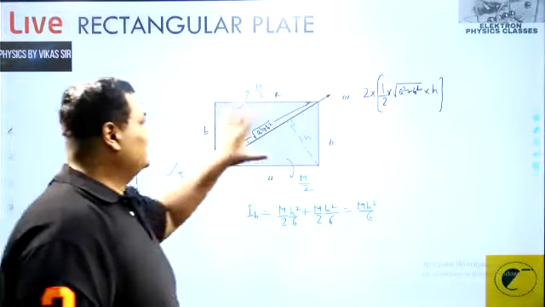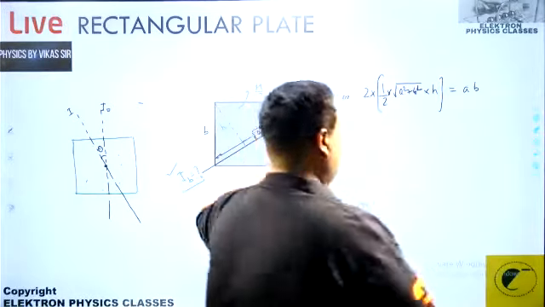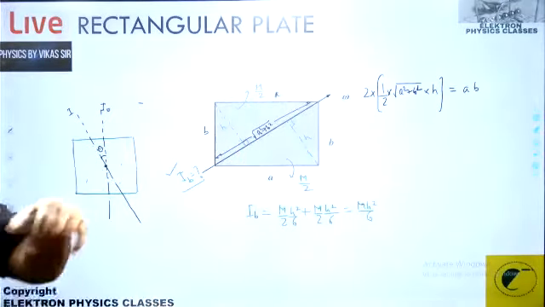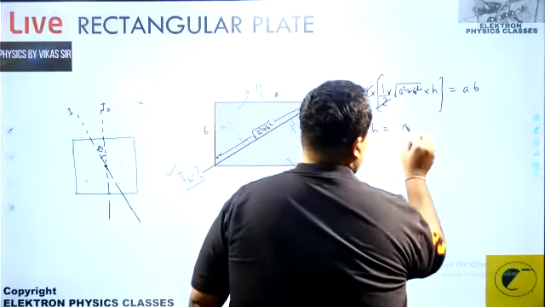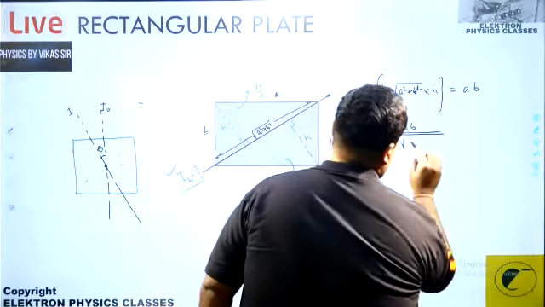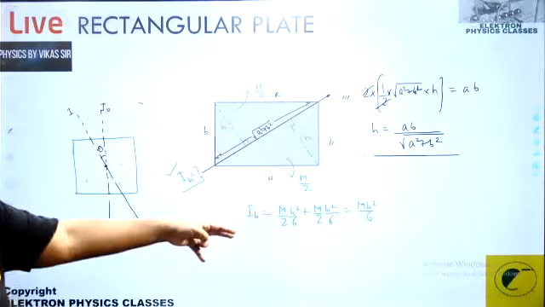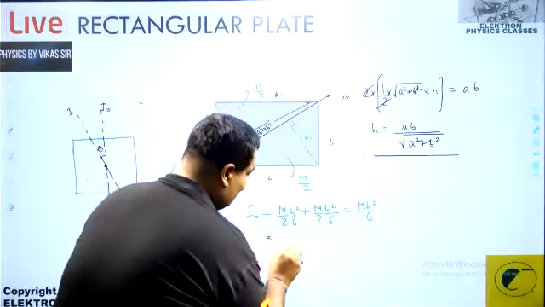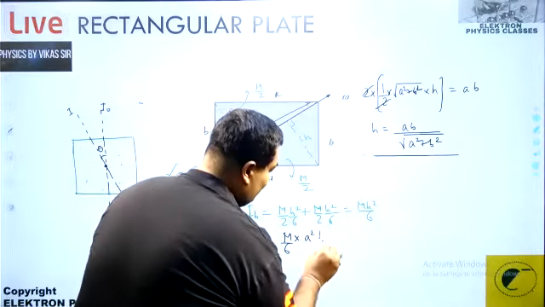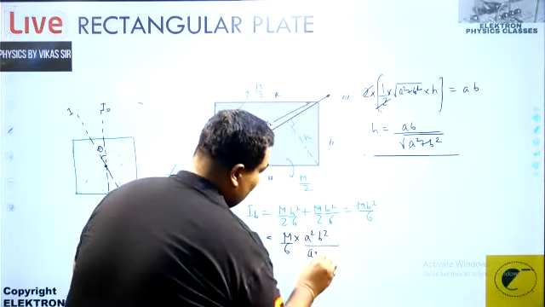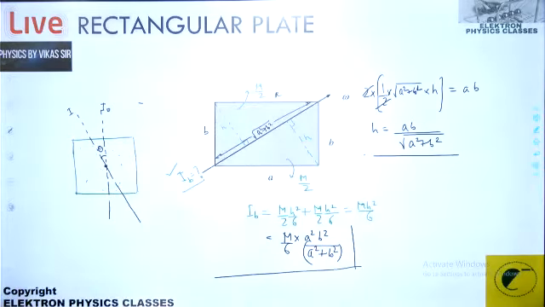That becomes the area of the rectangle. The area of the rectangle is how much? That's equal to A into B. And using this, I can get a value for the h. So the value for h from there becomes AB upon root of A square plus B square. And then I place this value over here. So this works as m upon 6 into h square. So that's A square B square upon A square plus B square. That works as my result.